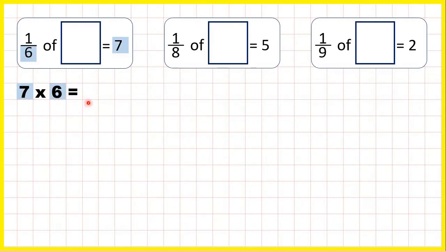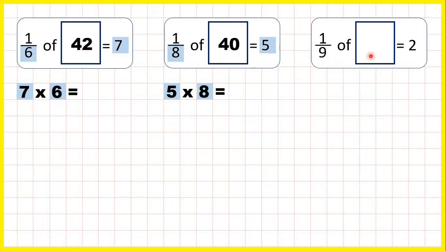So 7 times 6 is 42, so 1/6 of 42 is 7, and that makes sense because 42 divided by 6 is 7. Now for 1/8 of something is 5, we're going to work out 5 times 8. That's 40, so 1/8 of 40 is 5, and that makes sense because 40 divided by 8 is 5.